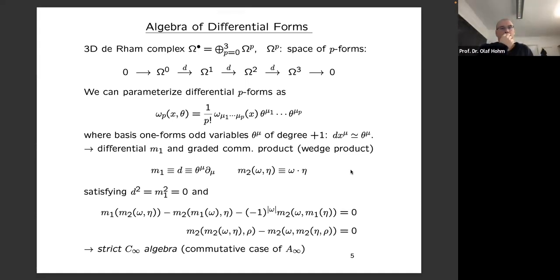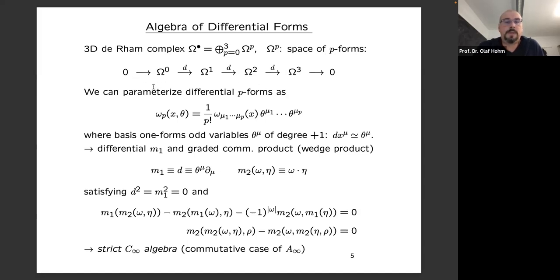Okay, so let's start with something simple. Let's start with differential forms, something we all know. So when we have differential forms, let's assume we're in 3 dimensions because we ultimately want to do Chern-Simons theory. That means that we have the space of differential forms, which is called the de Rham complex. So we have spaces here of 0-forms, 1-forms, 2-forms, and 3-forms, Ω^p, where Ω^p is the space of p-forms. And of course, it stops at 3-forms.